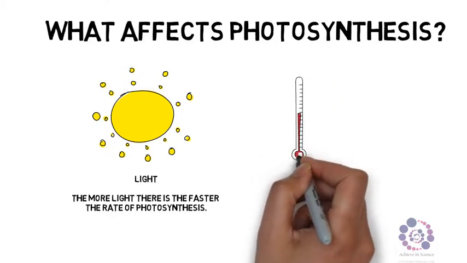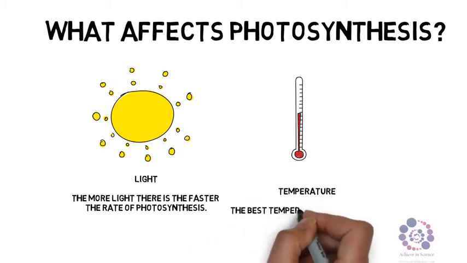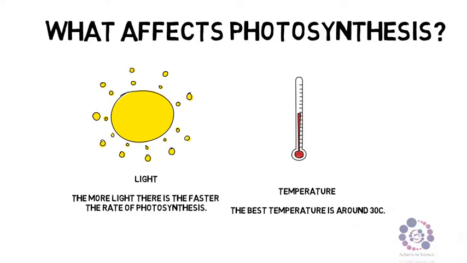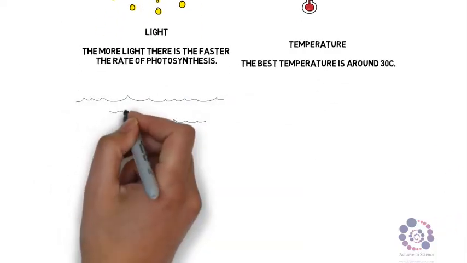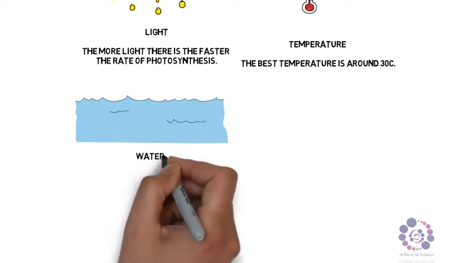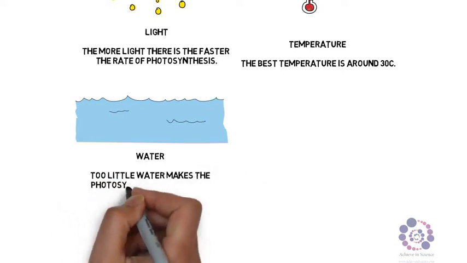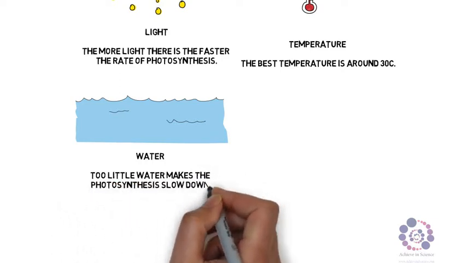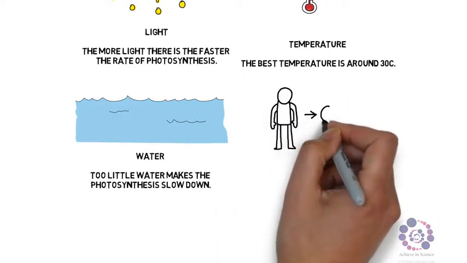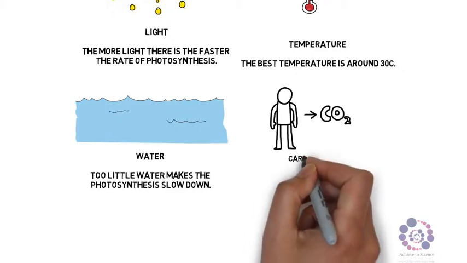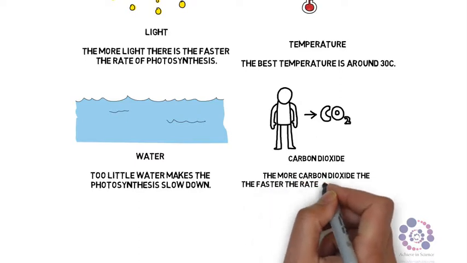Secondly, temperature is important. Plants prefer a temperature usually around about 30 degrees Celsius. Plants also require a good supply of water, as too little water can actually slow photosynthesis down. Another factor is the amount of carbon dioxide that is available in the air. As the more carbon dioxide there is, the faster the rate of reaction will become, and therefore the faster the growth will be.